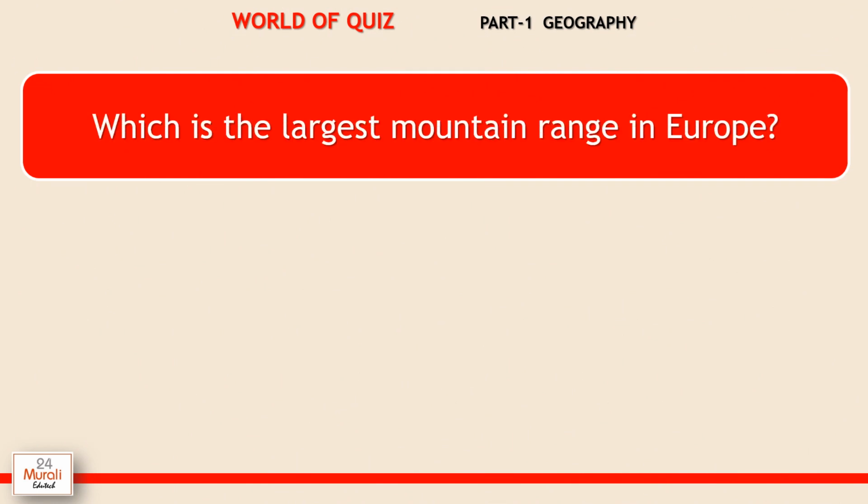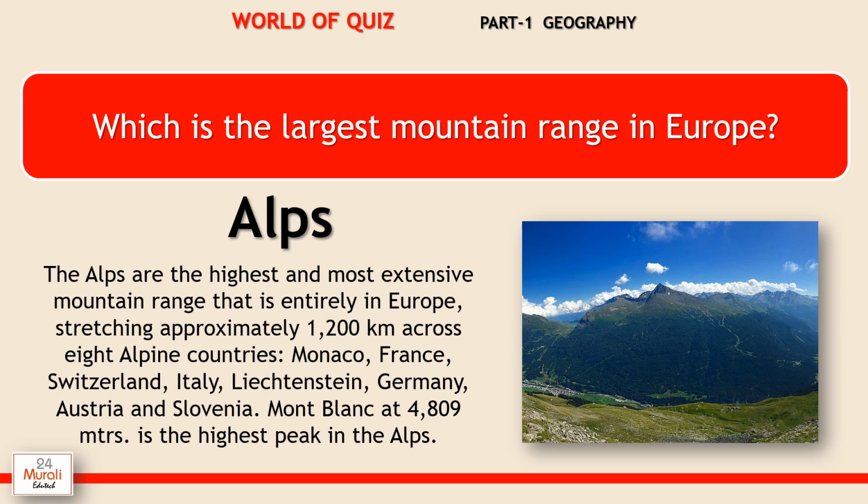Which is the largest mountain range in Europe? Alps. The Alps are the highest and most extensive mountain range that is entirely in Europe, stretching approximately 1,200 kilometers across 8 alpine countries: Monaco, France, Switzerland, Italy, Liechtenstein, Germany, Austria and Slovenia. Mont Blanc at 4,809 meters is the highest peak in the Alps.